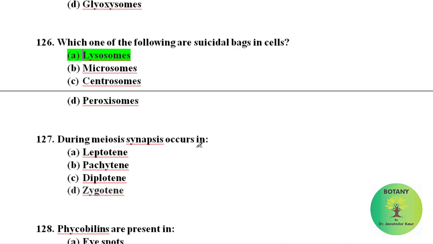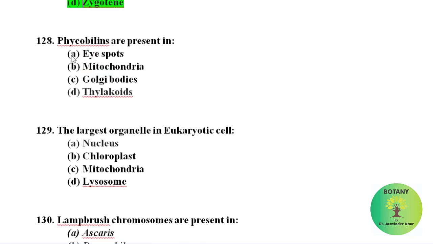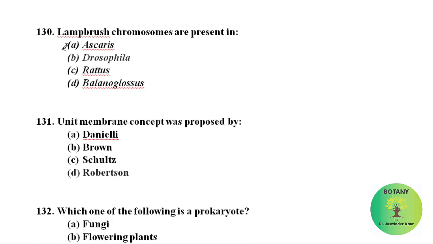During meiosis, synapsis occurs in the zygotene phase of meiosis. Phycobilins are present in the thylakoids, and phycobilins are the group of red or blue-green photosynthetic pigments that are present in some algae. The largest organelle in the eukaryotic cell is the nucleus. Lampbrush chromosomes are present in? These are present in Drosophila.